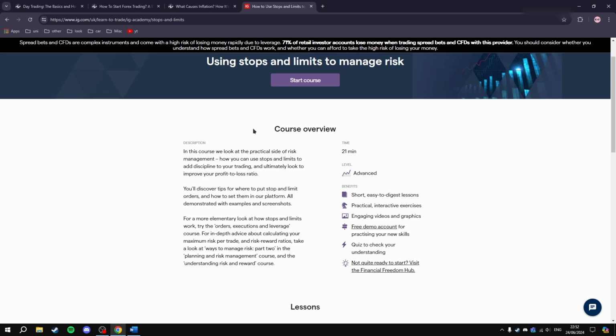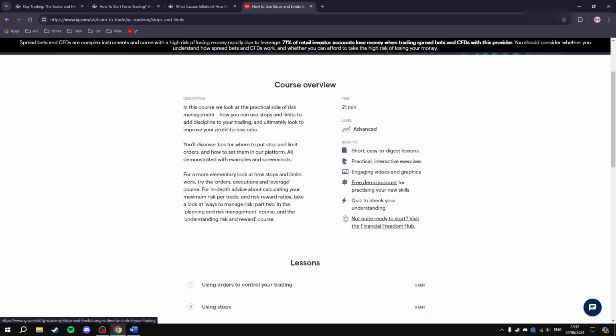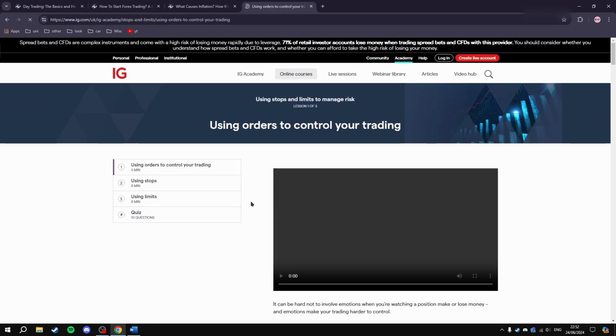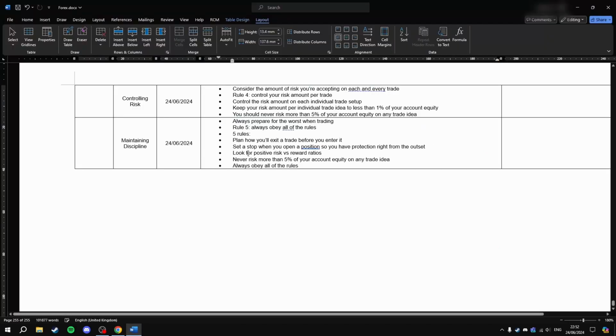For a more elementary look at how stops and limits work, try the orders, execution and leverage course. For in-depth advice about calculating your maximum risk per trade and risk-reward ratios, take a look at ways to manage risk part 2 in the planning and risk management course and the understanding risk and reward course. Cool, so let's go then. Using orders to control your trading.